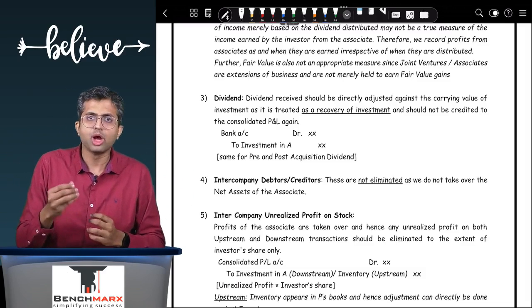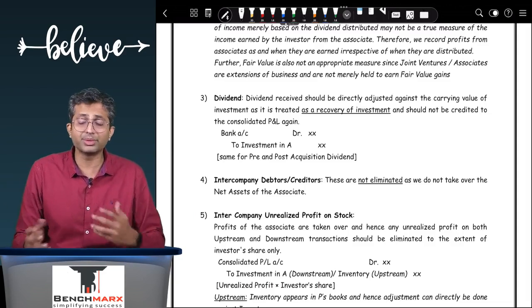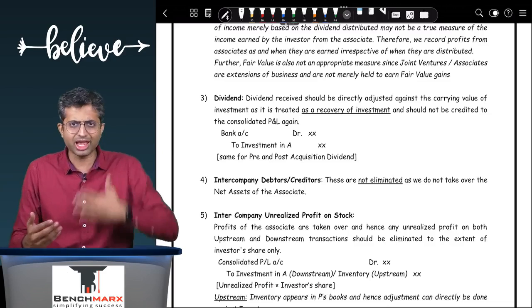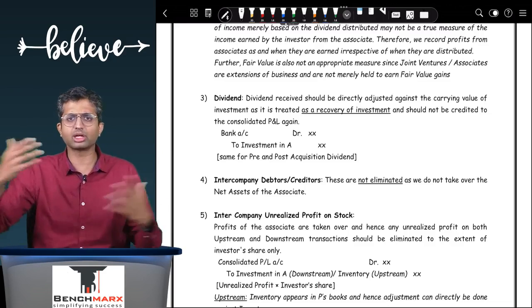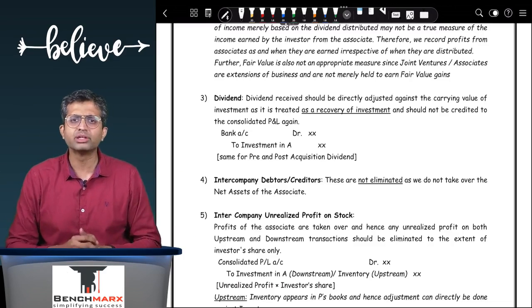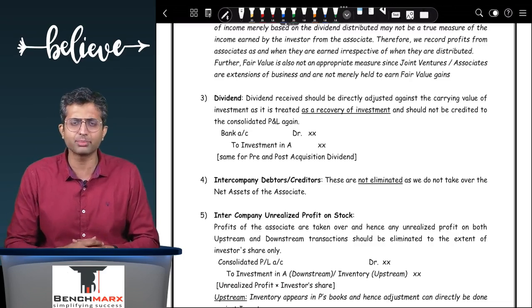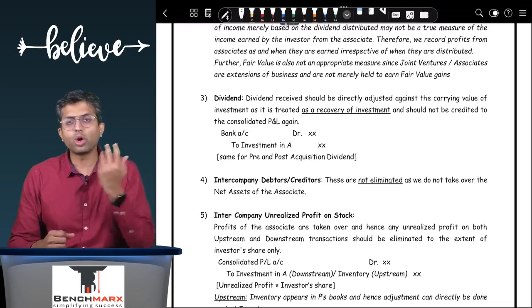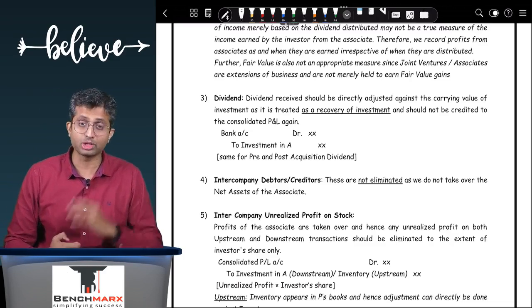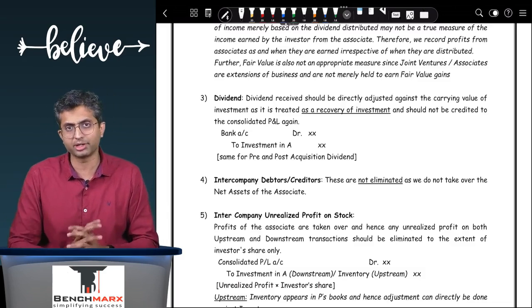In this case, we will not touch the intercompany debtors and creditors, because I have a debtor, but the creditor of the other company is not taken over. So against what will I eliminate, and why should I eliminate? Because this is a separate entity, payable to a separate entity, just that the investment is measured using a different base. Then what about unrealized profits on upstream or downstream? Remember, unrealized profits have to be eliminated.